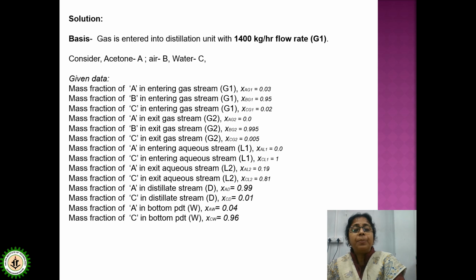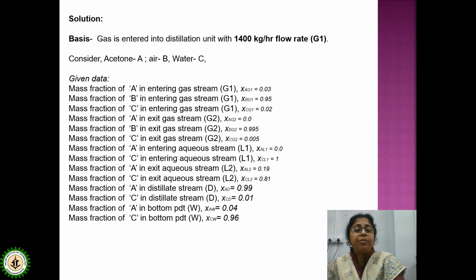And accordingly, similarly, the compositions, with mass fractions, for the L1 stream are given here. XaL1 for acetone is 0, because the water which enters the absorber initially has 0% acetone, and XcL1 for water is 1, since it is totally pure water.